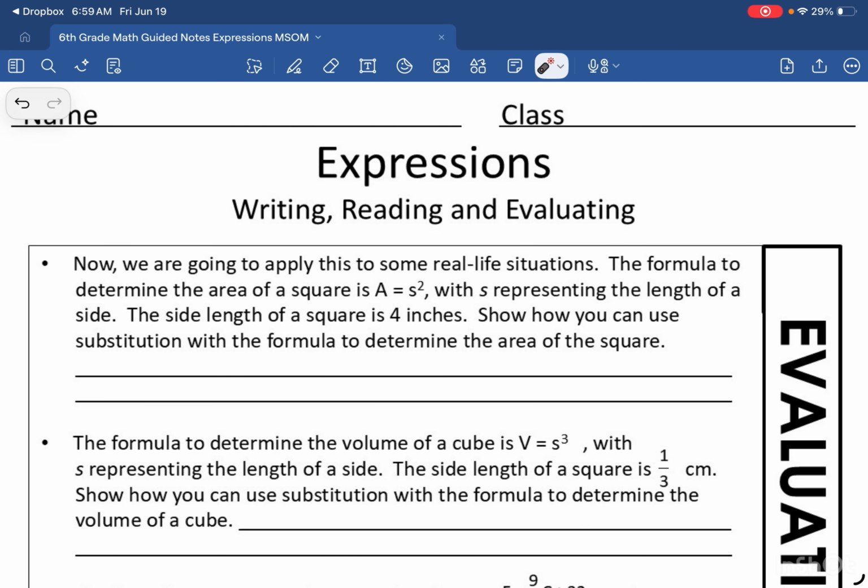Now we are going to apply this to some real-life situations. The formula to determine the area of a square is A equals S squared, with S representing the length of a side. The side length of a square is 4 inches. Show how you can use substitution with the formula to determine the area of the square.